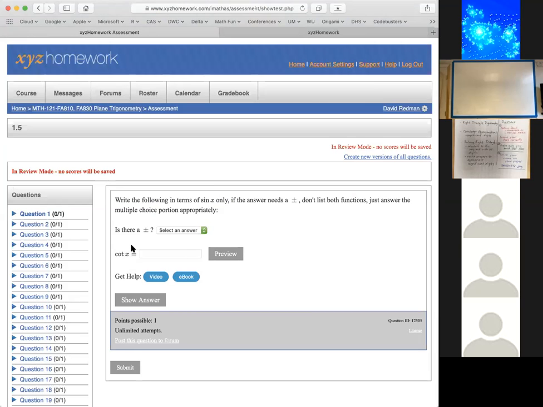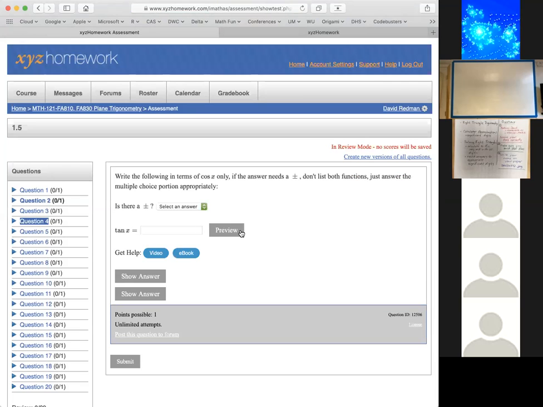we all get different questions, different kinds of questions, but I can see a question like it right here. So write this in terms of cosine only if the answer needs a plus or minus. This is an example from 1.5. Let me see if I can find a book example where it's something like that. Cosine only expression review if possible. Okay, I'm looking in 1.5.